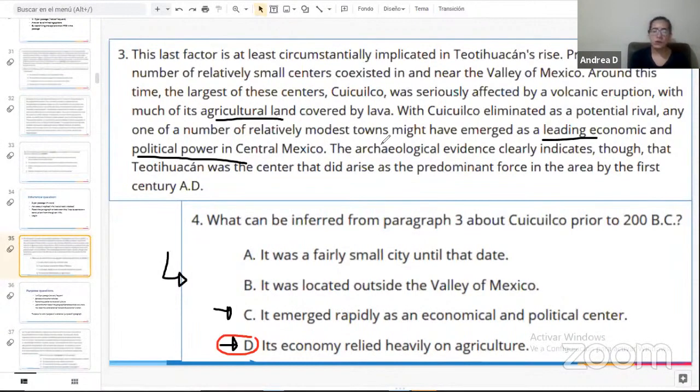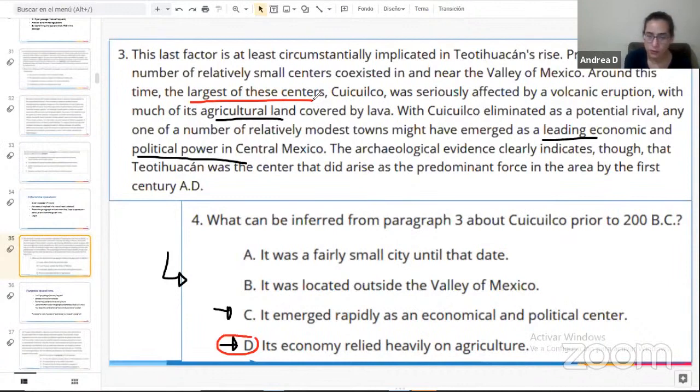But do we actually know that about Cuicuilco prior to 200 BC? We know that it was a large center, but we don't really know how it emerged, or how it developed, or when it happened, or whether it happened rapidly or not. So maybe the other ones took their place, but we don't have enough evidence to say that's what happened with Cuicuilco prior to 200 BC, because it's a bit ambiguous.